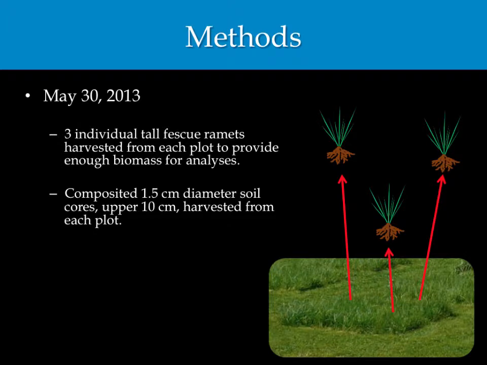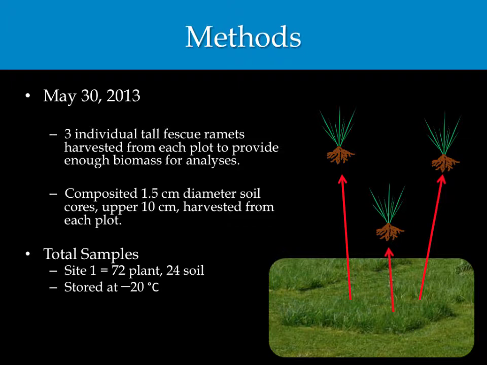In late May of 2013, we dug 3 individual tall fescue ramets from different plants in each of my treatment plots, and also collected and composited 3 soil cores from the upper 10 centimeters from each of my plots. All of these were stored in the freezer at -20 degrees to await analyses.